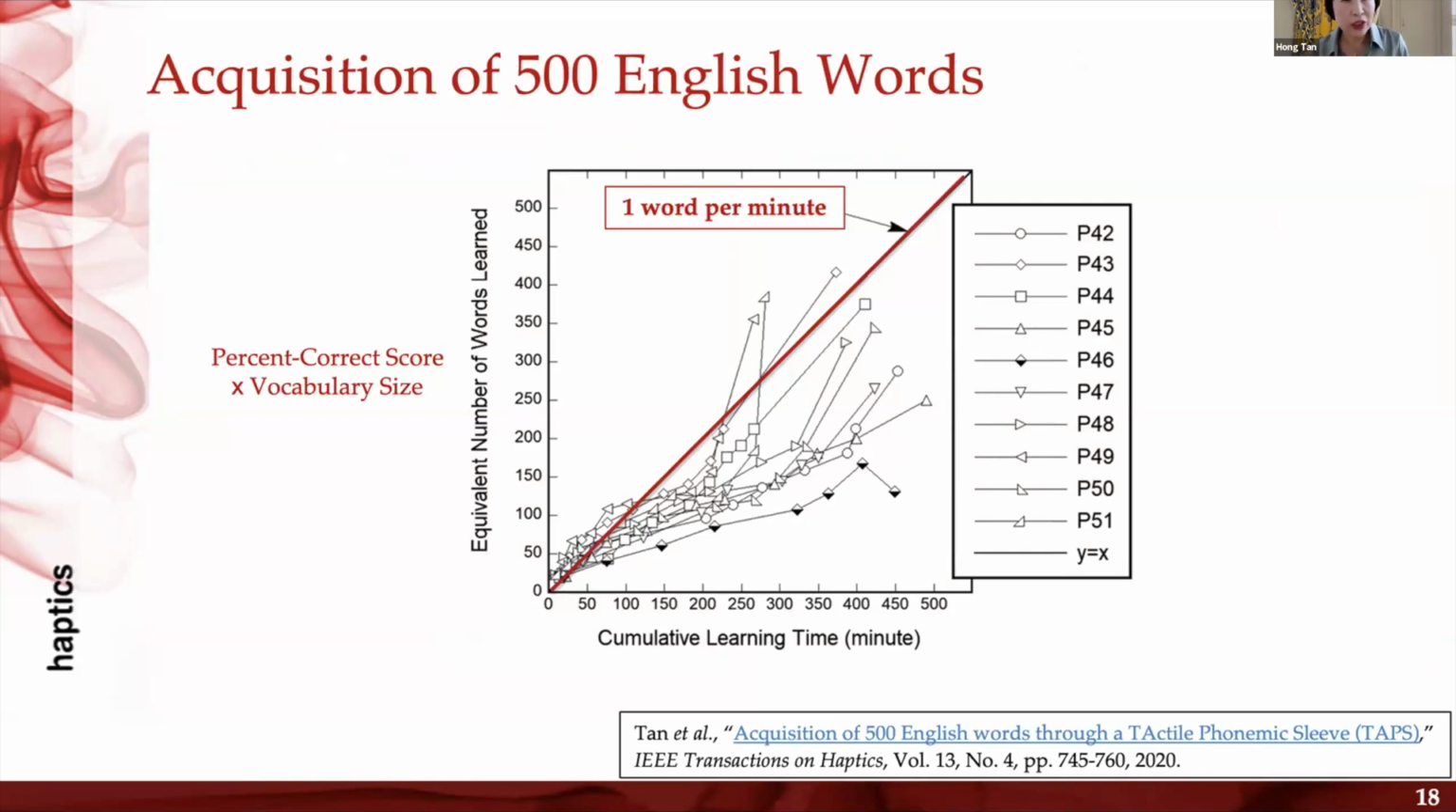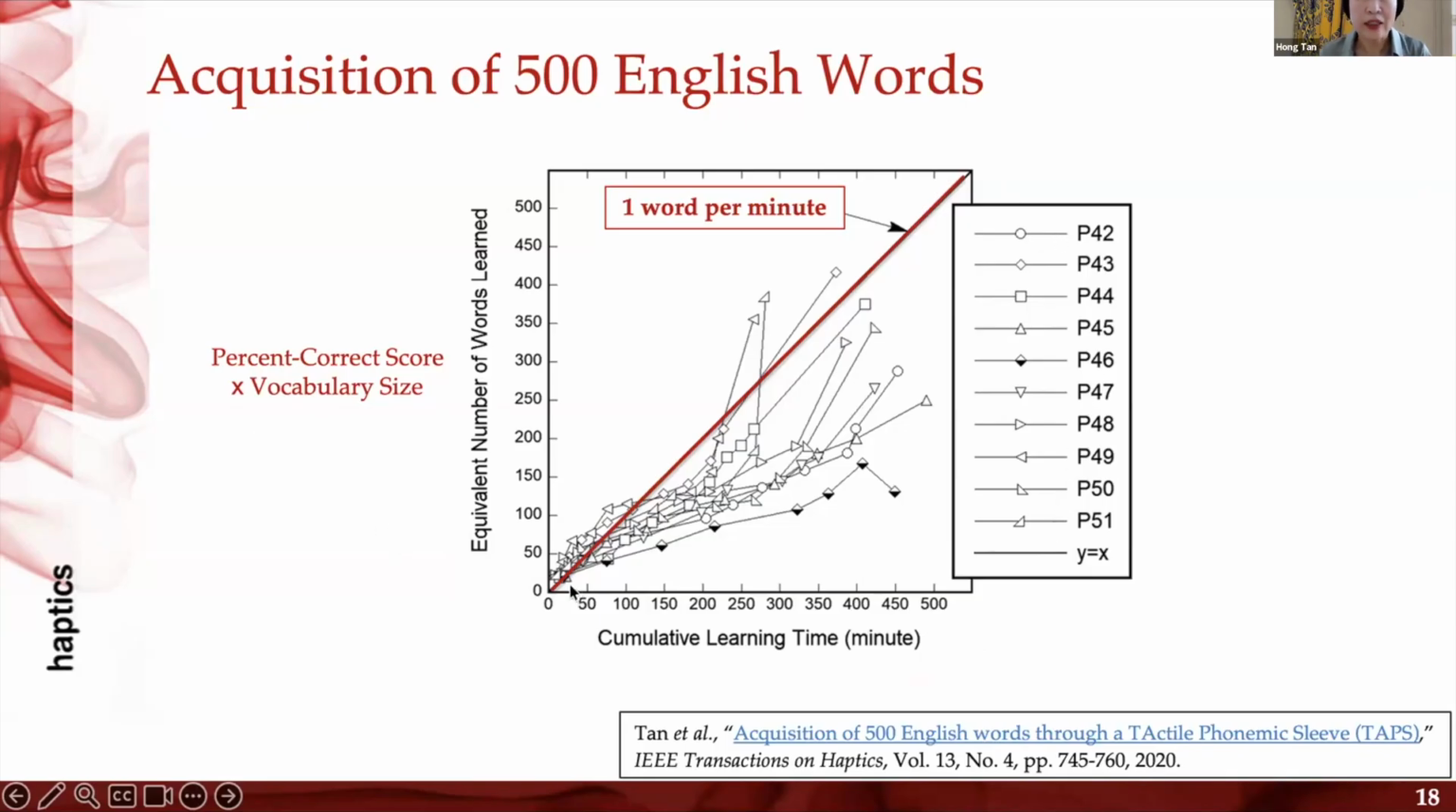So I promised I was going to show you the learning data plot. Here I'm plotting equivalent number of words learned from 0 to 500 as a function of cumulative learning time, which is from 0 to 500 minutes. This red line represents a rate of 1 word per minute. And then we had 10 participants. I don't know, yeah, roughly 10.